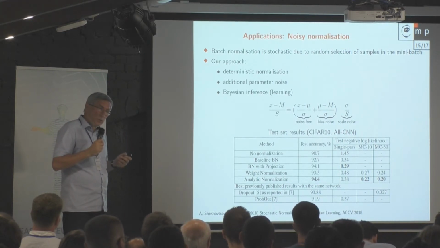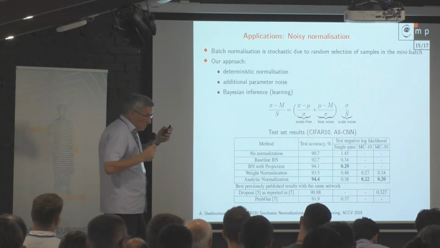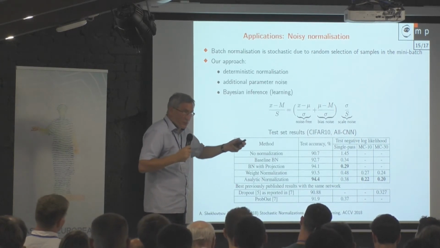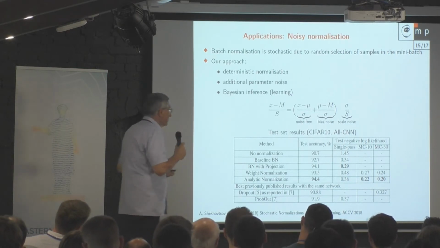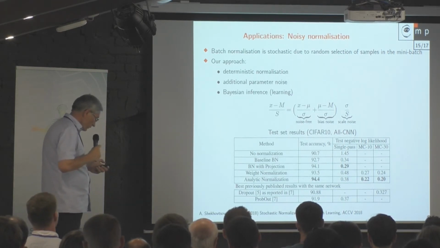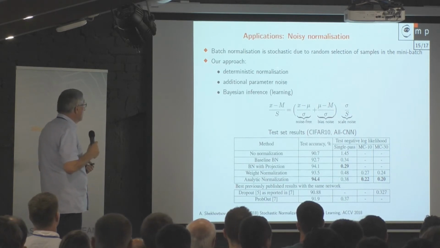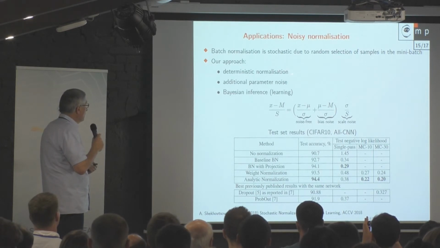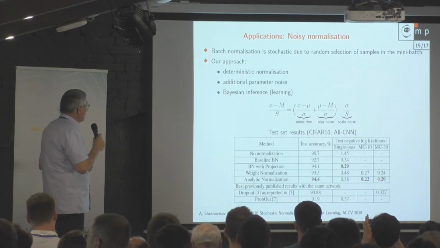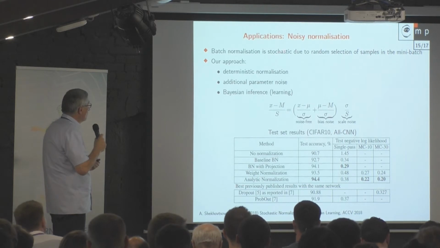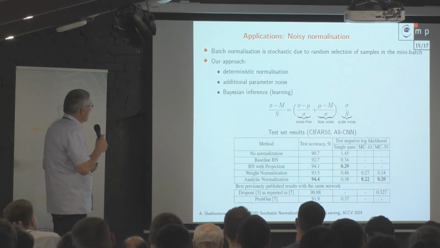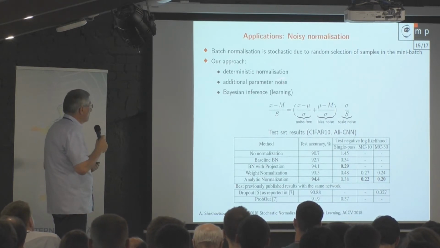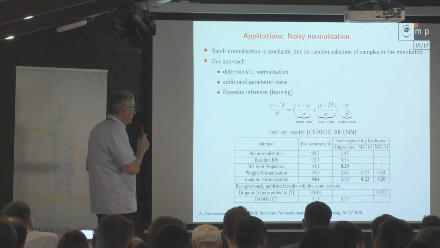And this randomness somehow regularizes the learning. And if you compute these statistics analytically, you basically don't use the randomness of the batch normalization. So we said, okay, let's try the following. We do our deterministic normalization, but then we bring in the stochasticity by adding some additional noise into the parameters, and then we apply Bayesian inference, Bayesian learning. And the idea is quite easy.